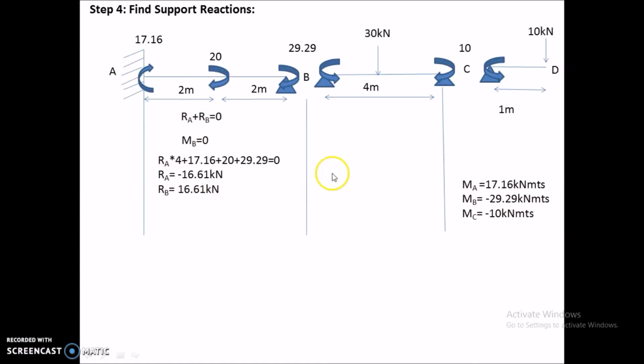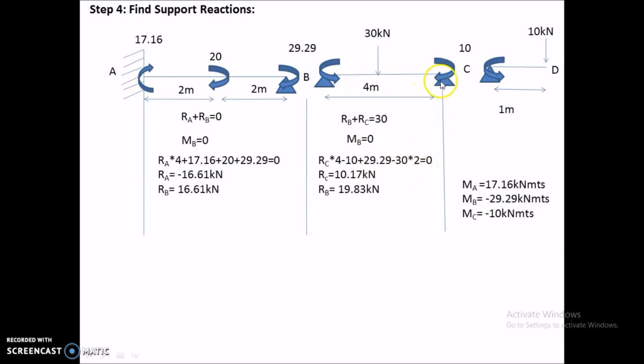And now coming to the second span BC, RB plus RC is equal to 30 kilonewtons, which is sigma Fy is equal to 0. Now considering moment at this point, MB is equal to 0, the forces contributing to this MB are only RC and 30. So this RC into 4 will be positive since it is acting right side anti-clockwise moment, and this 30 will be minus 30 into 2, negative since it is acting right side clockwise.